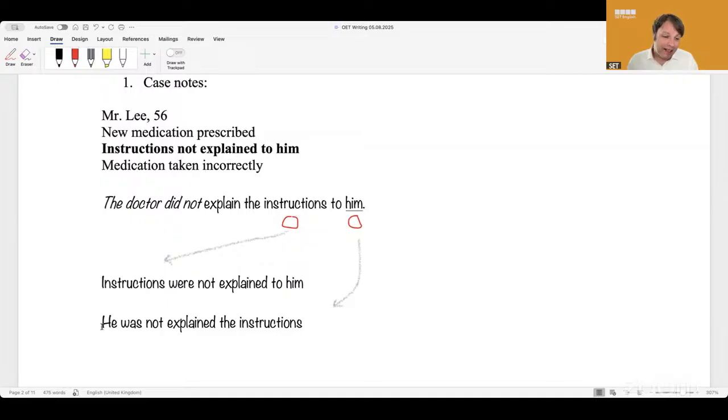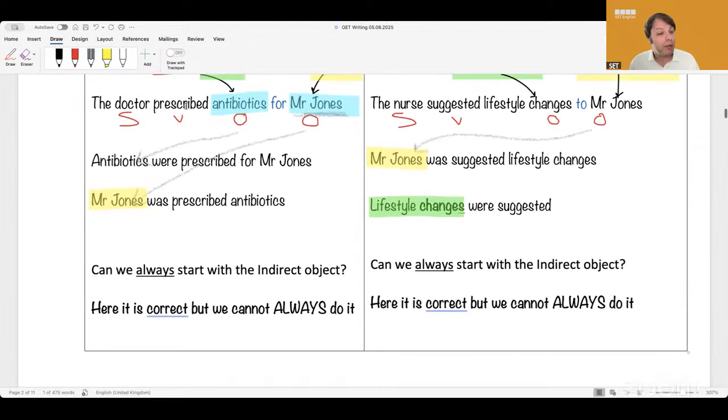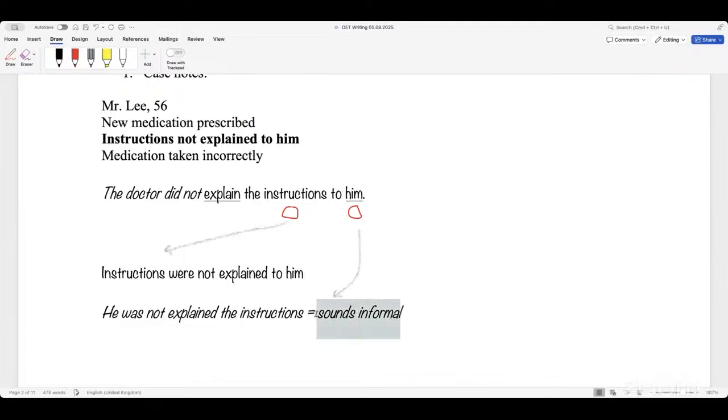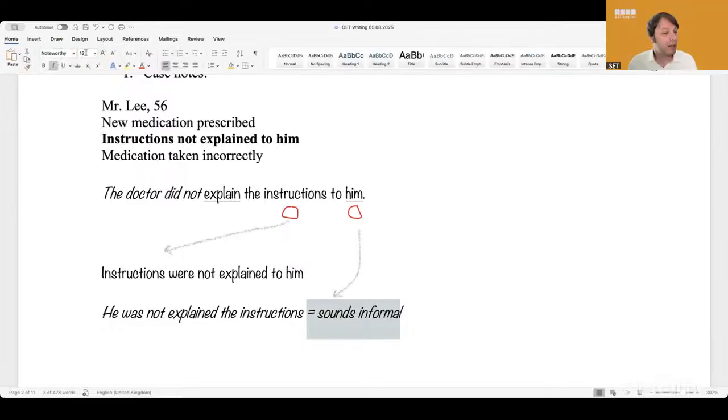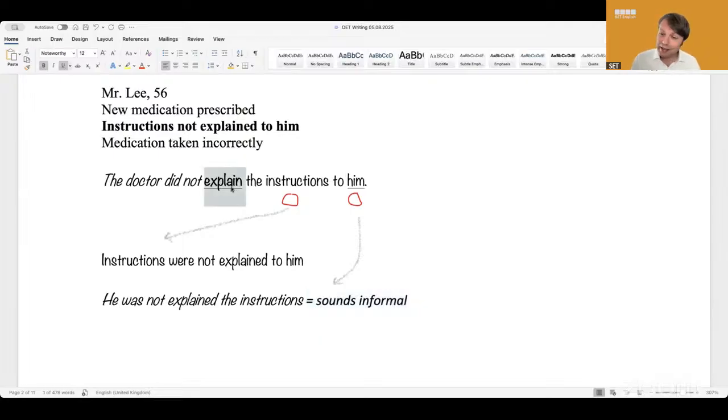Is this one correct? No, it's not. This verb, explain, it's not like prescribe. Prescribe, you can do both. But explain sounds very informal. It sounds a little bit incorrect. It's not really bad, but it sounds wrong, weird. In this case, guys, you have to remember that explain doesn't really take the indirect object. Okay? That makes sense, everyone?